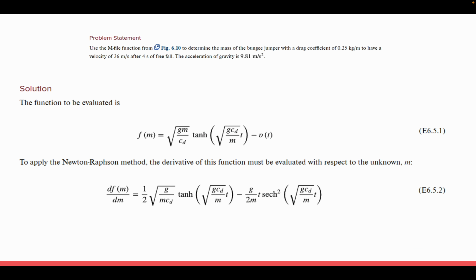The next problem amps it up a bit. Here we have a problem using a drag coefficient for a bungee jumper in freefall. We're given several variables: gravity, velocity, the drag coefficient, and the amount of time falling. Fortunately, the book gave us a function and the function's derivative, some kind of beefier equations here. The hardest part of this was plugging these whole things into the Python script successfully. So we can see that in the next slide here.